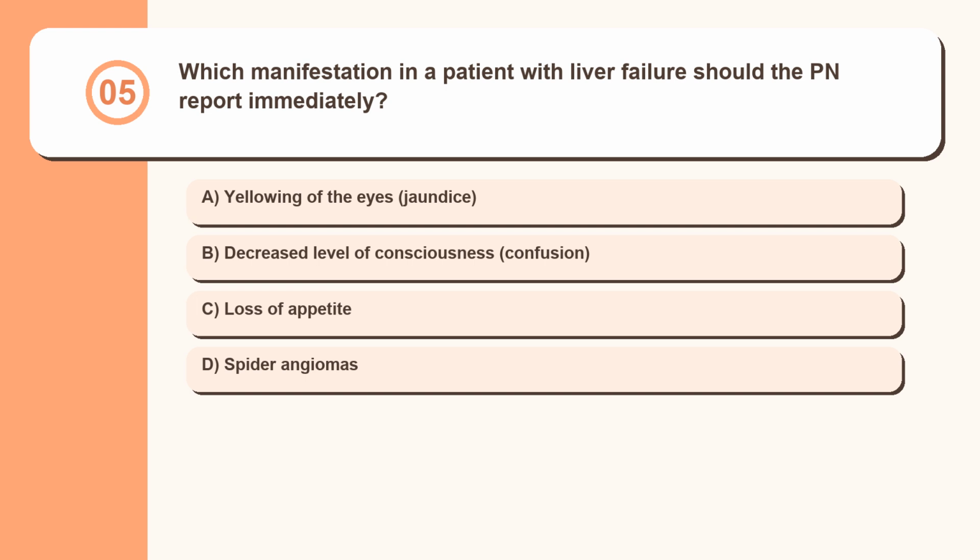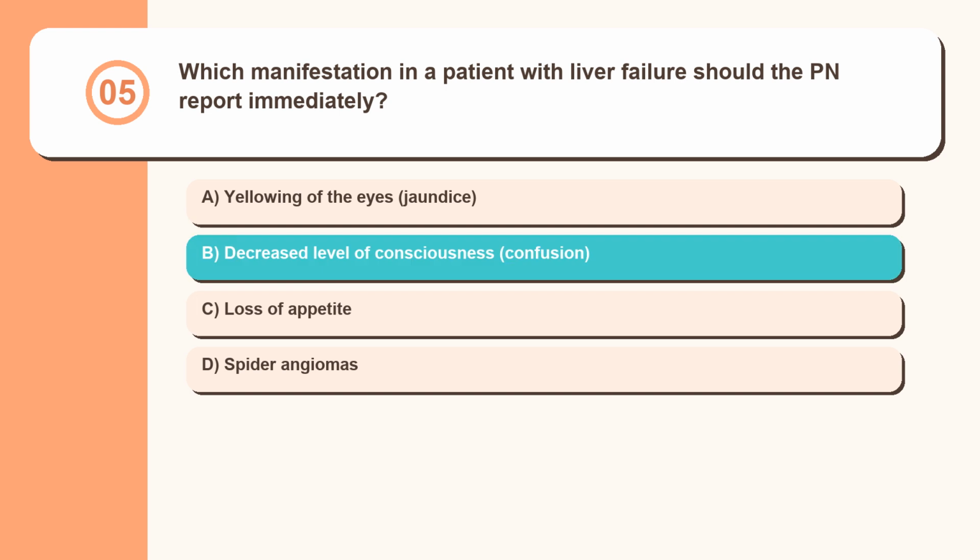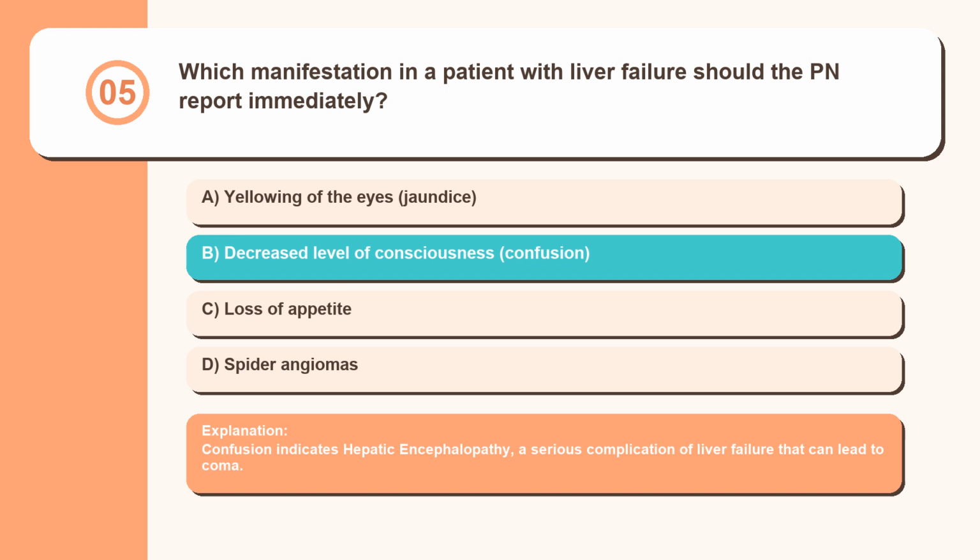Question 5. Which manifestation in a patient with liver failure should the PN report immediately? Yellowing of the eyes, jaundice, decreased level of consciousness, confusion, loss of appetite, spider angiomas. Confusion indicates hepatic encephalopathy, a serious complication of liver failure that can lead to coma.